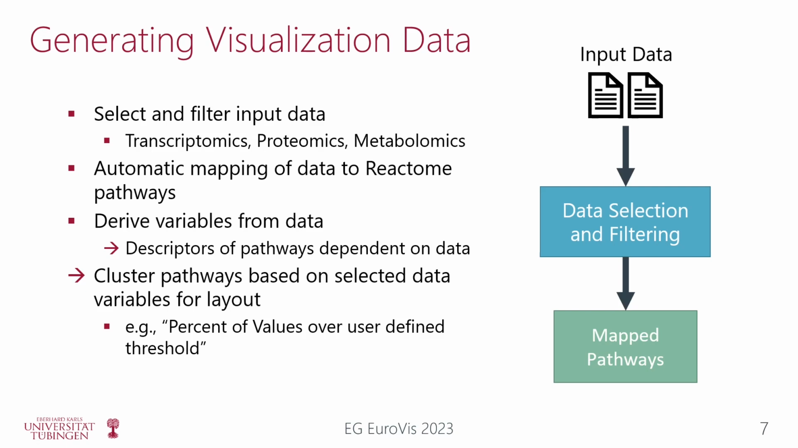In our pipeline, we begin by first selecting our omics data sets and optionally applying filtering to it. The data is then automatically mapped to Reactome pathways. We then derive variables describing the pathways based on the supplied data. For example, this can be the percentage of measurements of pathways for each of the omic types falling in or outside of a specific value range. These derived values are then used for clustering.